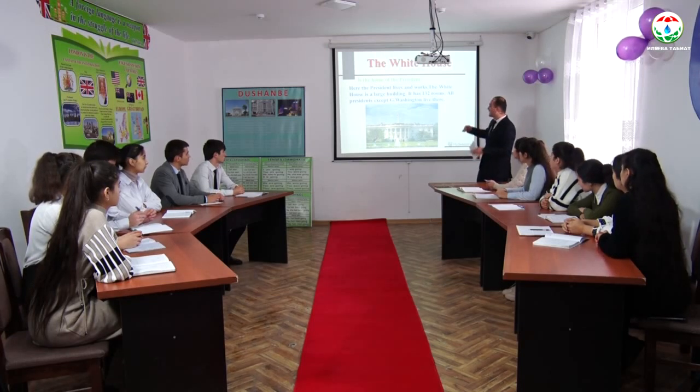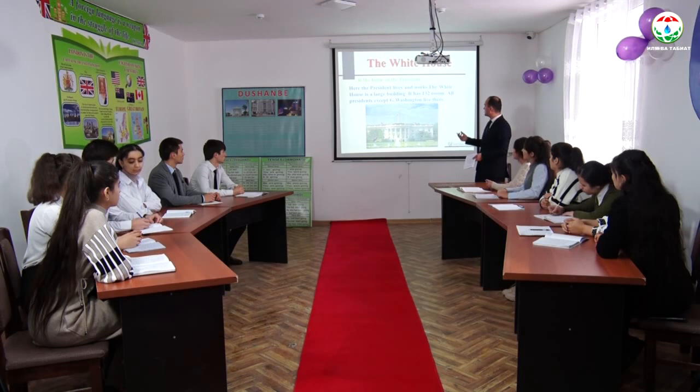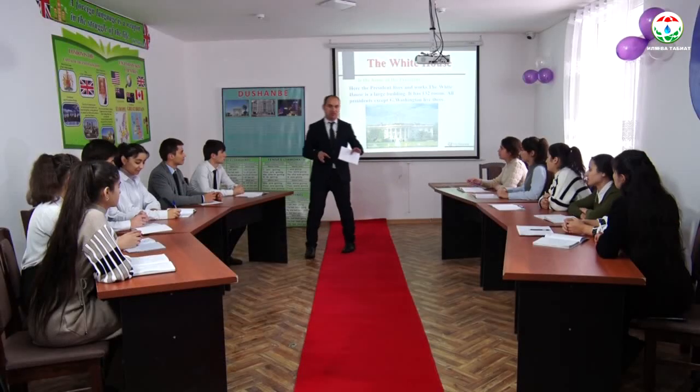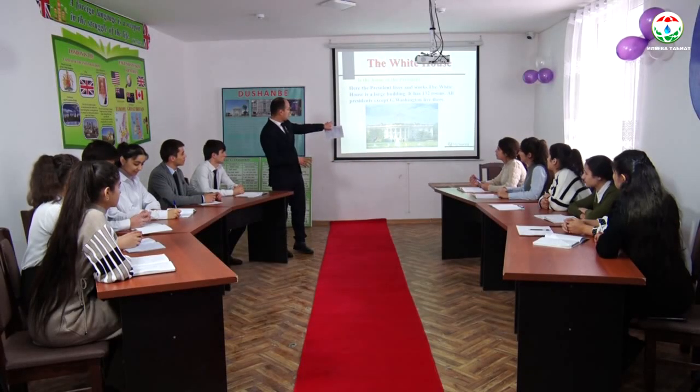The White House is a large building. It has 132 rooms. All presidents lived there, except George Washington. It's interesting. Why? Because it wasn't built at that time. When this White House was built, unfortunately, George Washington had died. Unfortunately, he didn't live there.